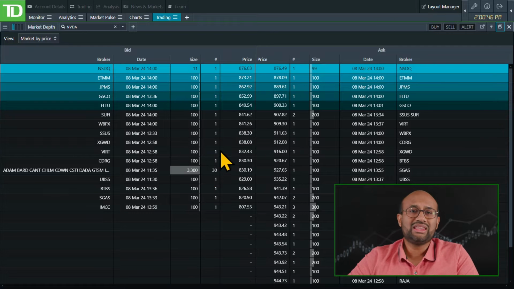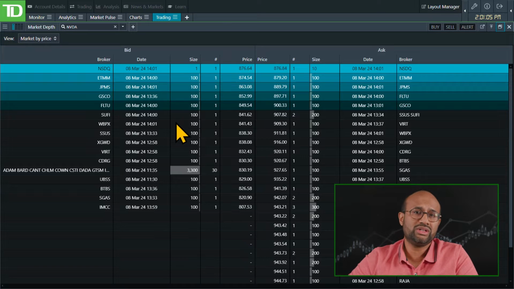Now, keep in mind, this is a data package that you do need to subscribe to when you're setting up the platform. Again, in our first video that we had created, we do go over that. So do make sure that you have that set up in order to be able to view this data. So what you can see essentially is, if we look at this column on the left, this is the bid section over here. On the right is the ask section.